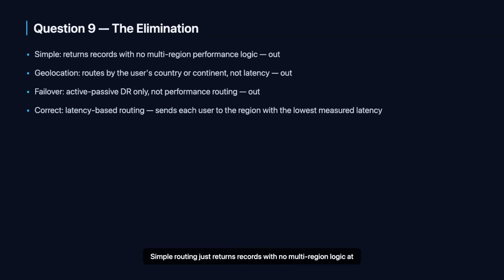Eliminate. Simple routing just returns records with no multi-region logic at all, so it's out. Geolocation routes by the user's country or continent. Nearest is not the same as fastest, and that's the distinction that matters here, so geolocation is out. Failover is active-passive disaster recovery, not performance routing, so it's out. The correct answer is latency-based routing, which sends each user to the region with the lowest measured network latency.